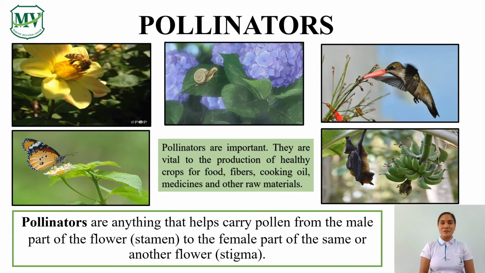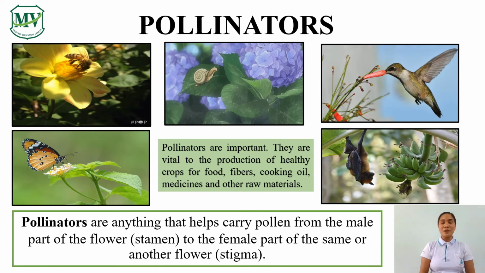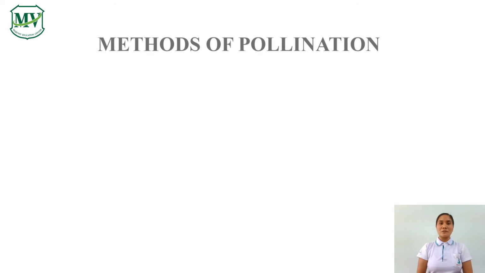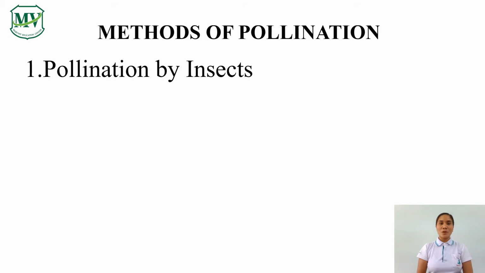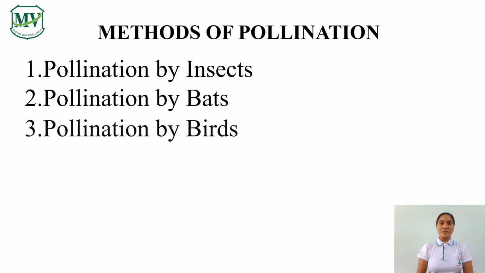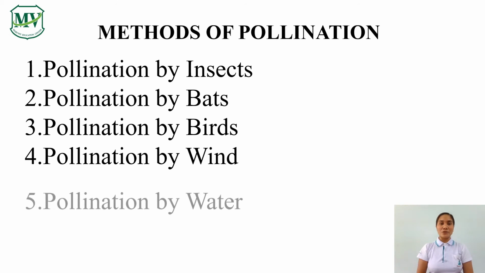Pollinators are important. They are vital to the production of healthy crops for food, fibers, cooking oil, medicines, or other raw materials. There are many methods of pollination. We have 1. Pollination by insects. 2. Pollination by bats. 3. Pollination by birds. 4. Pollination by wind. And 5. Pollination by water.